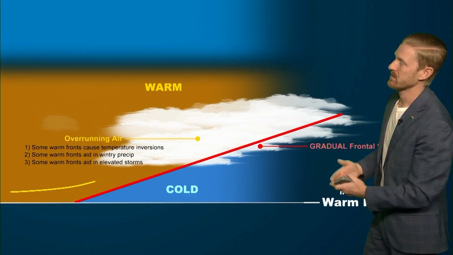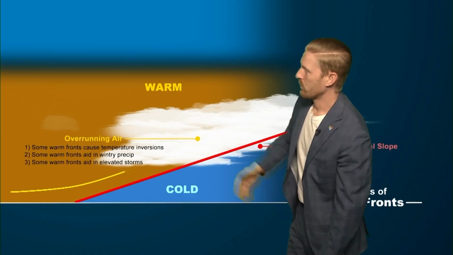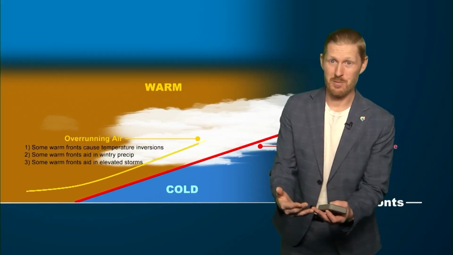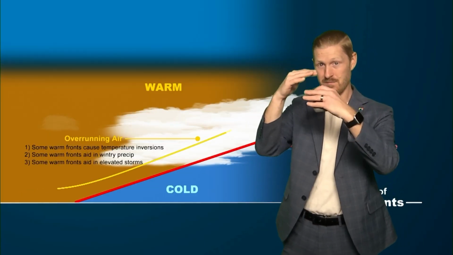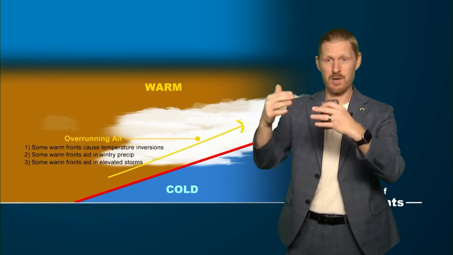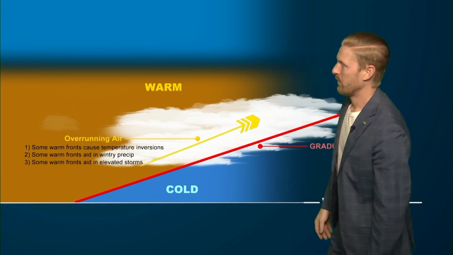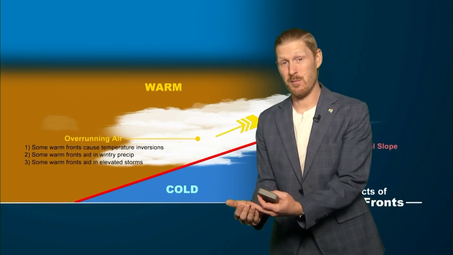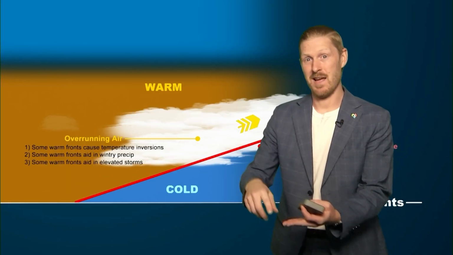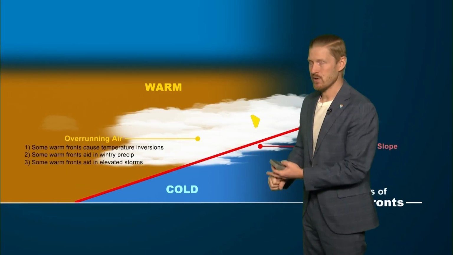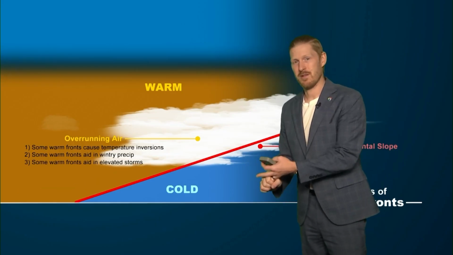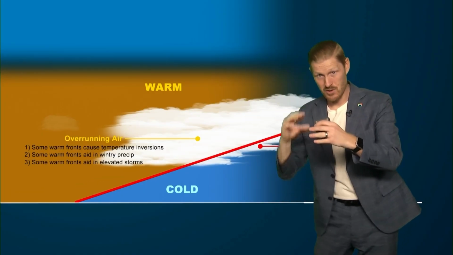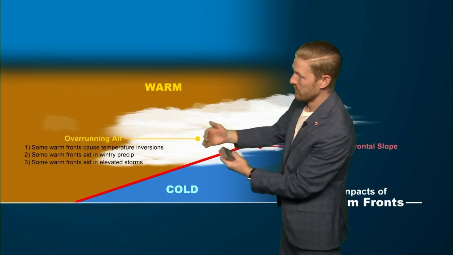So what are the impacts of a warm front? Well, you see that overrunning air. Some warm fronts cause temperature inversions, which we've explained to you before, where you see, like on water and land, that cooler air, warmer air, and fog. But some warm fronts aid in wintry precip. For us here in northern Michigan, when you see a warm front move in, that can give us freezing rain. That can give us sleet. Usually it's the cold front that gives us snow. In front of it, the warm front is where you start seeing those inversions, and you can have snow change to rain, change to freezing rain. That's what a warm front will usually do for us in the winter.